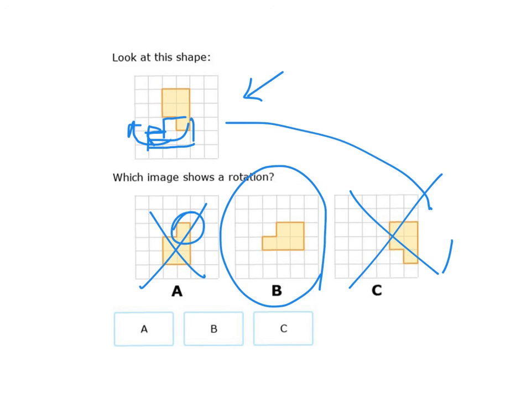These problems aren't great, but I think the best way to attack the problem is just to take each of the multiple choice answers and compare it to the original and just kind of go through the list. Did the orientation change? Did it change in such a way that it shows a reflection or a rotation? So one or the other.